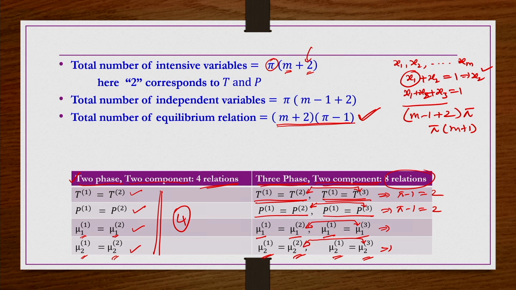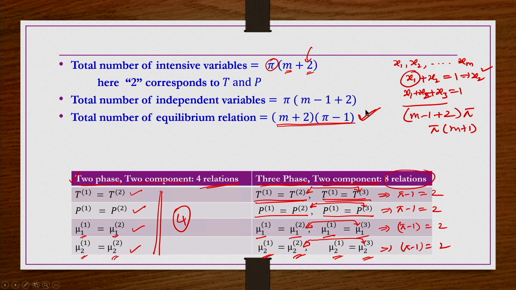That means 4 relations are here also, 2 here, that is pi minus 1 into how many components are there? 2 components. For component 1 we are writing 2 and then for component 2 also we are writing pi minus 1, that is 2 here. So, overall 8 relations are there. So, you can cross check that the total number of equilibrium relations that we get is m plus 2 multiplied by pi minus 1, right.